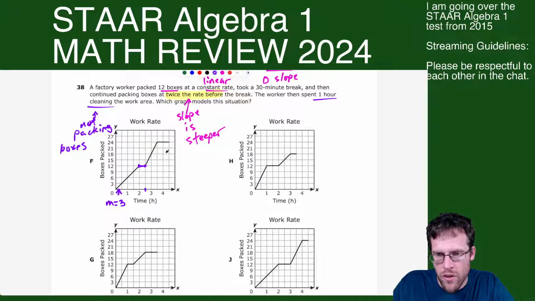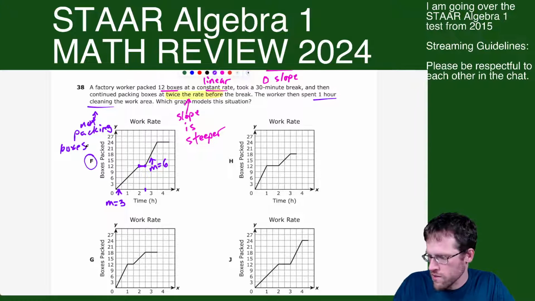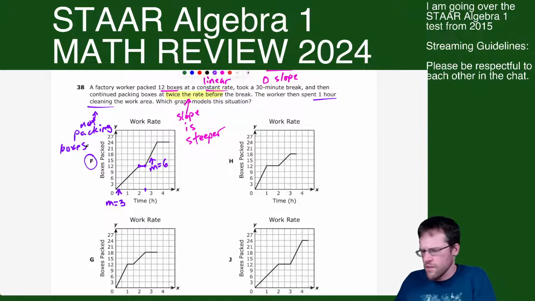And then does their rate double? Well, they're going up from 12 to 18. So that's up 6 over 1. So now the new slope is 6. So this is definitely doubling the rate before. And then there's the 1 hour cleaning at the end. So F right away looks good. Let me just double check. I've been going a while now. Long day. But F is it.